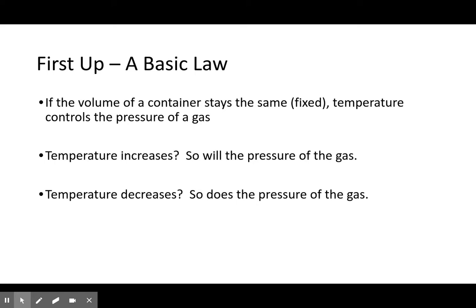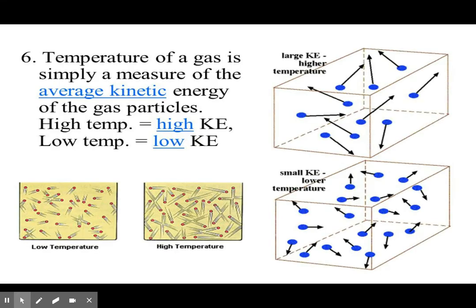And pressure, if you remember back to a couple of weeks ago, is the collisions of gas particles against other gas particles and the sides of their container. So, in the basic law of gas, if the temperature goes up, you're going to get more collisions because the particles are going to be moving faster. When the temperature goes down, the particles slow down, and so you get less collisions. And that's going to give us less pressure.